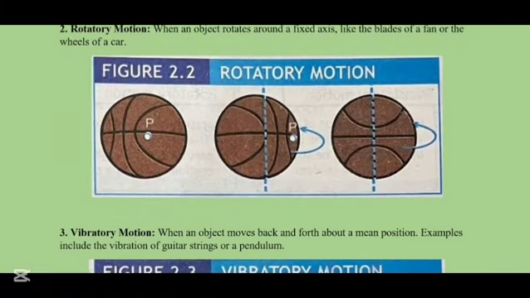Now, rotatory motion is when an object rotates around a fixed axis, like the blades of a fan or the wheels of a car. Here we have used the same example as we did for the above. We have a basketball, and when the basketball is rotating, as you can see, the point goes from one direction to another.